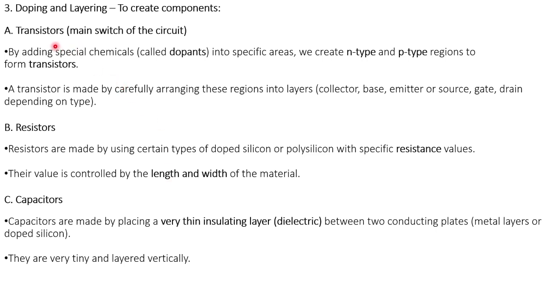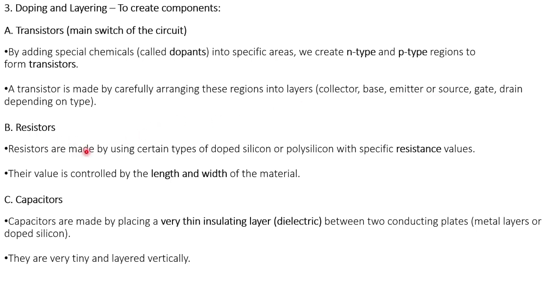Moving forward, the next step is doping and layering to create components. Transistors are the main switches of the circuits. By adding special chemicals called dopants into specific areas, we create n-type and p-type regions to form transistors. A transistor is made by carefully arranging these regions into layers: collector, base, emitter, or source, gate, drain, depending on the type.